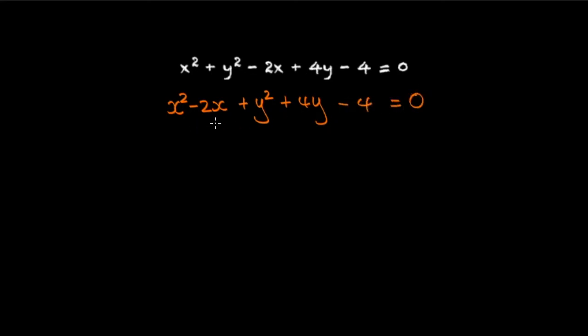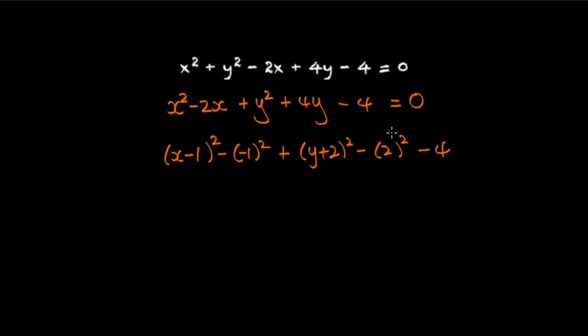So when we complete the square, we take half of the coefficient of x. So half of minus 2 is minus 1, and we put it in the bracketed form (x minus 1) squared. We then take away minus 1 squared. And we do the same for y. We have a coefficient of 4. Half of that is plus 2. And we take away 2 squared. And then we take away our leftover 4.